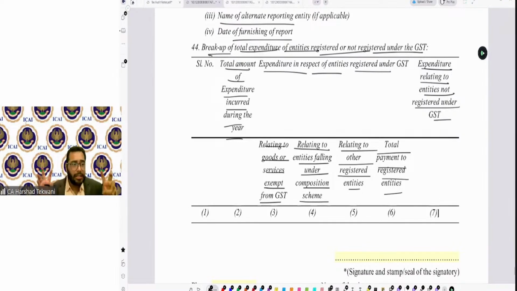Now here the term payment is used: total expenditure incurred plus total payment. Here we need to provide details with respect to expenditure incurred during the year, the total amount of expenditure incurred, and then expenditure incurred with respect to entities registered with GST.